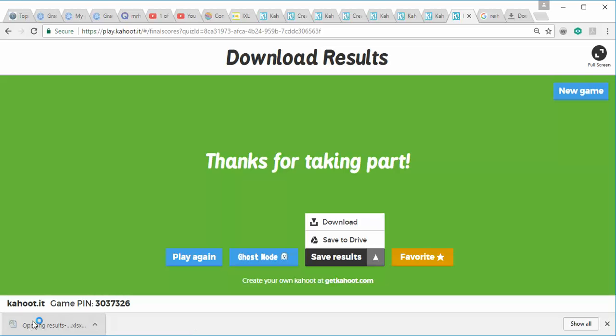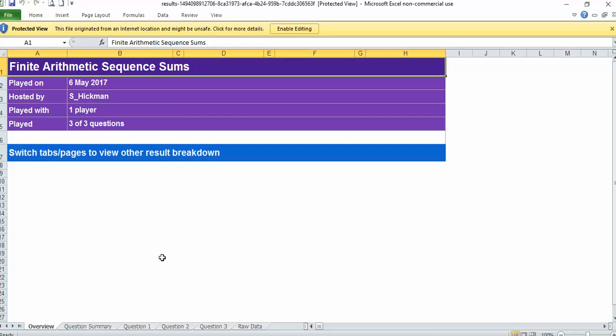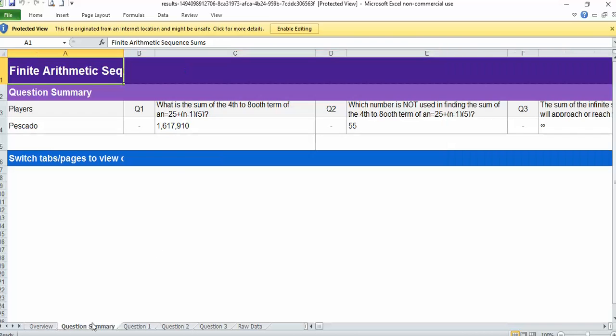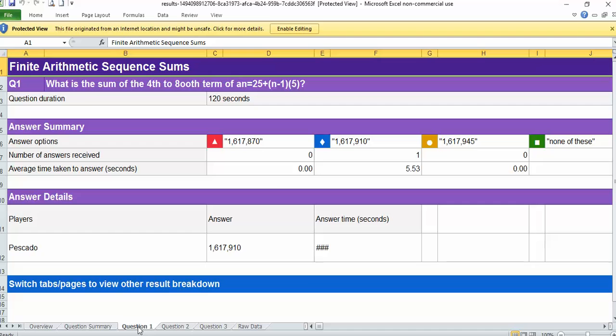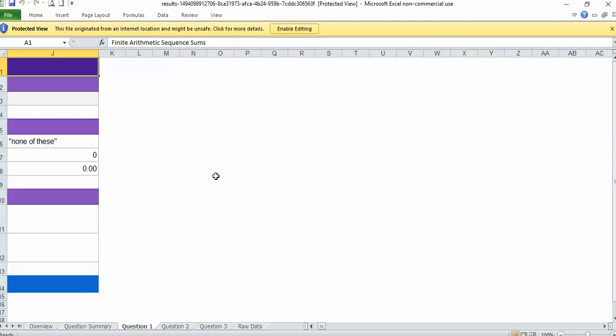So you get the results in Excel. I download the Excel file. I was the only person playing, but it tells what's going on there. If I look at the question summary, it's telling me which the correct answers are. If I look at question one, it tells me the correct answer. It tells me how long people took to answer the question. It told me who got what answers. Okay, these are all good things to help measure the question strategy.